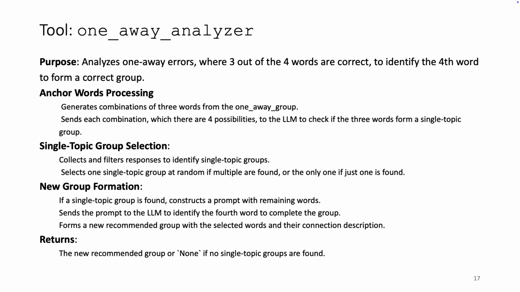The output of this process is either a new corrected group of 4 words if a valid match is found, or the result is none if no valid topic group can be formed. This tool enhances accuracy by leveraging LLMs to detect subtle misalignment in word groupings.